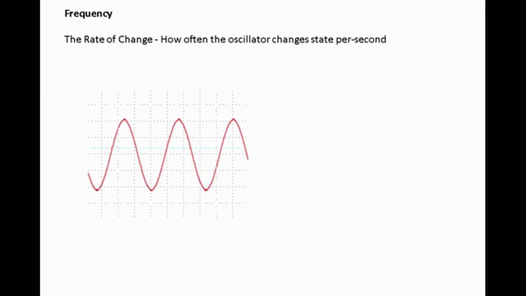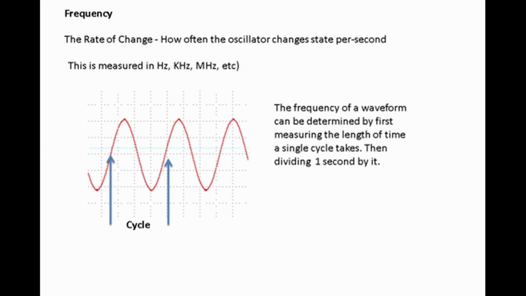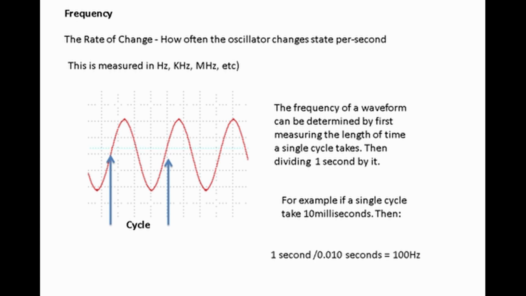Frequency, the rate of change, how often the oscillator's output changes per second. Here we measure in hertz, kilohertz or megahertz. One cycle is indicated on a sine wave. The frequency of a waveform can be determined by first measuring the length of the cycle and then dividing 1 second by that number. For example, 10 milliseconds: 1 second divided by 10 milliseconds equals 100 Hertz.